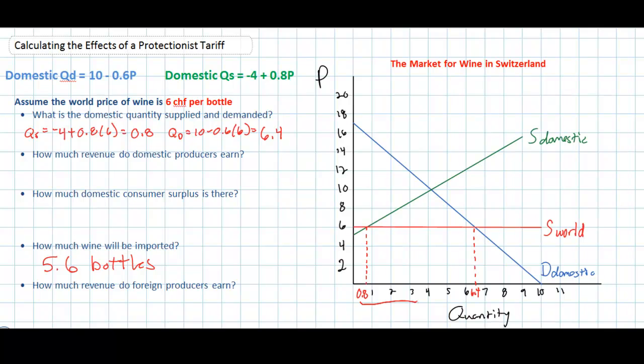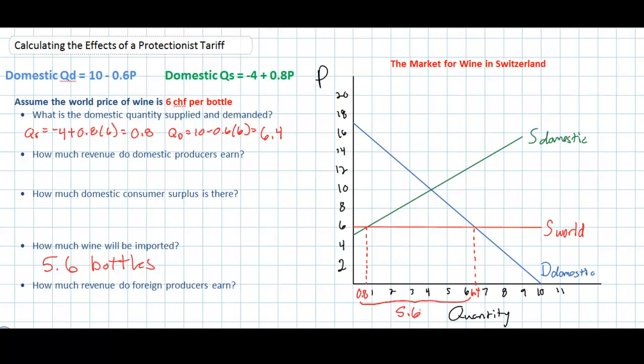Graphically, that's the difference between our quantity demanded and our quantity supplied. So we've already answered that later question. But let's answer a few more questions before we move on. First of all, what is the domestic producer revenue at a world price of $6?